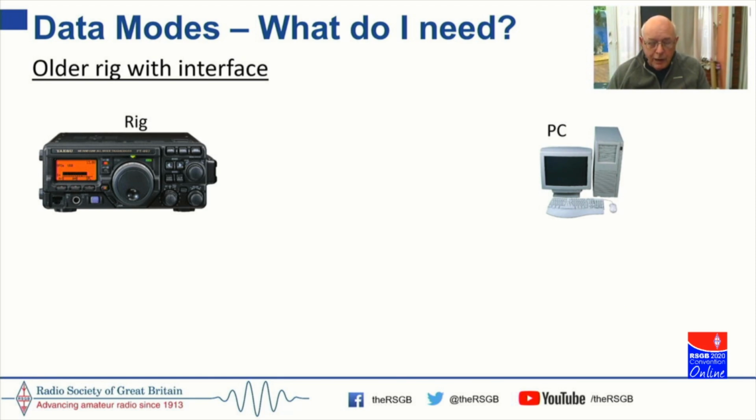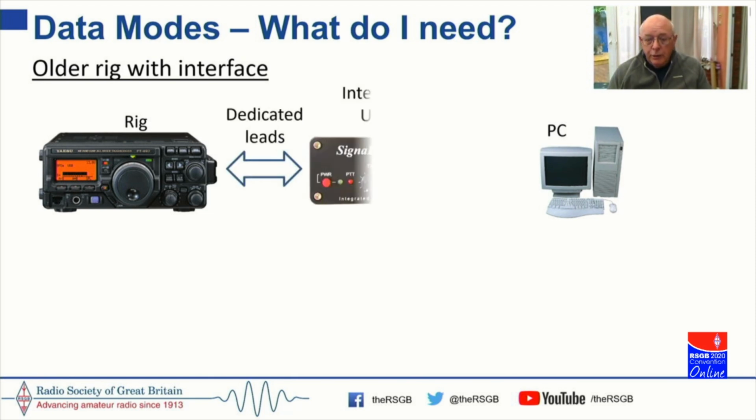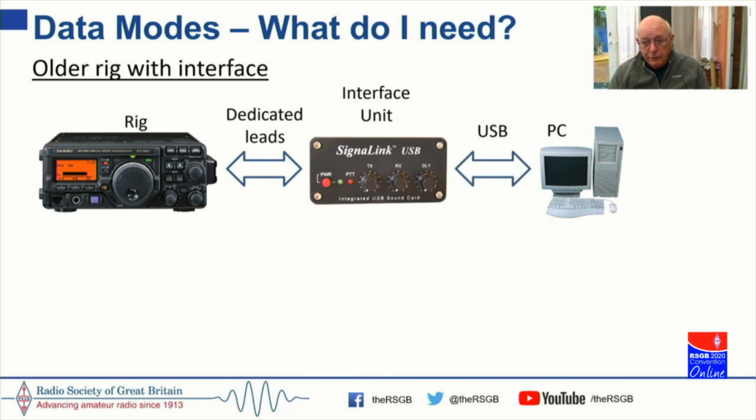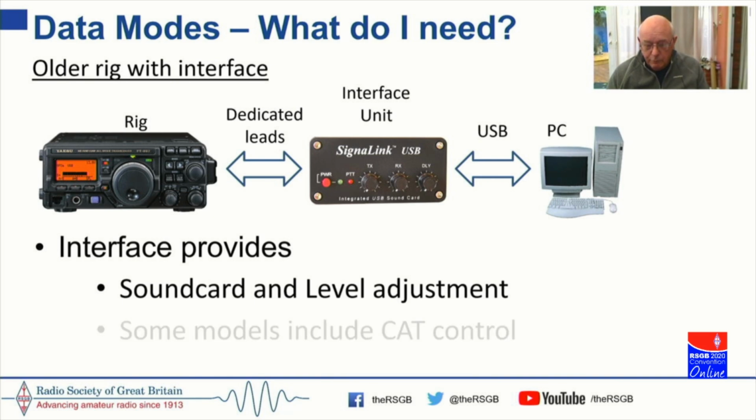One other option you can have is to buy a ready-made interface. So SignaLink are well known for interfaces, but there's lots of others. And generally what they do is they have a USB connection that gets through to the computer, but on the other side you buy a dedicated set of leads that go from the interface unit to the rig. And then that handles all the links you need between the rig and the PC. And you'll see this one's got level controls on the front, which is quite handy. So that's what that interface provides. Some of them do CAT control as well, which can be quite useful.